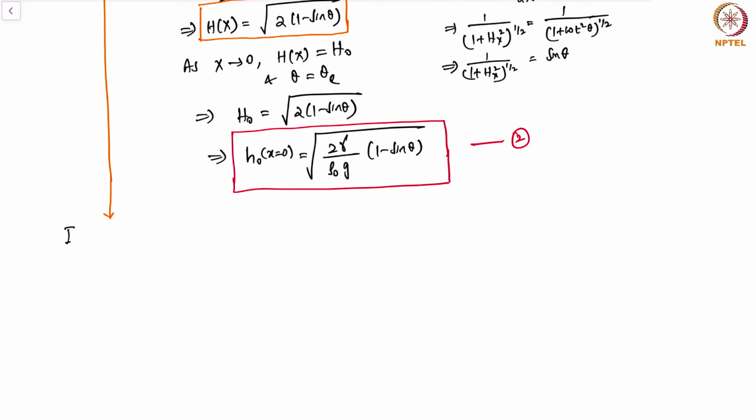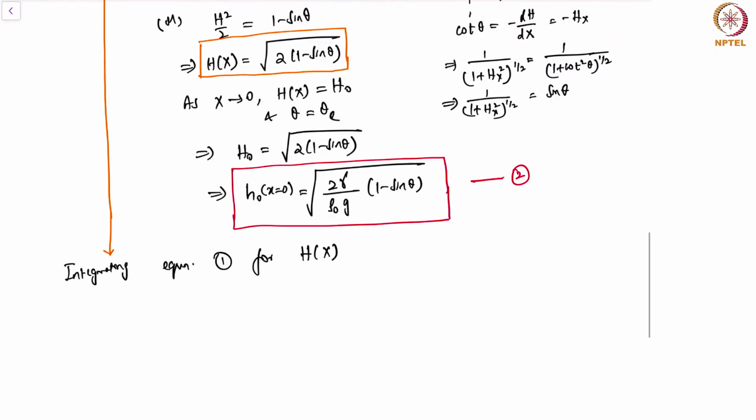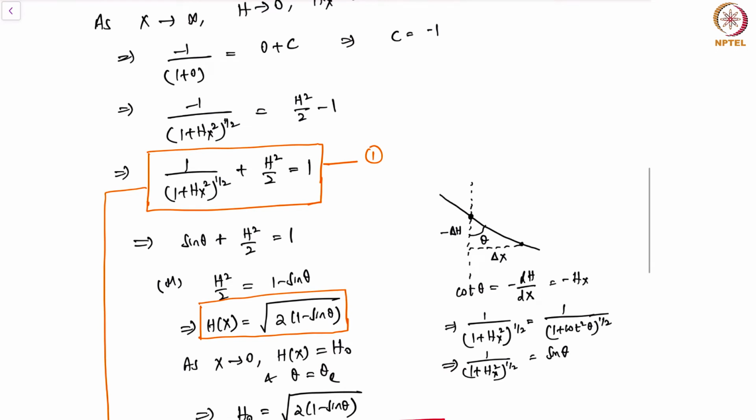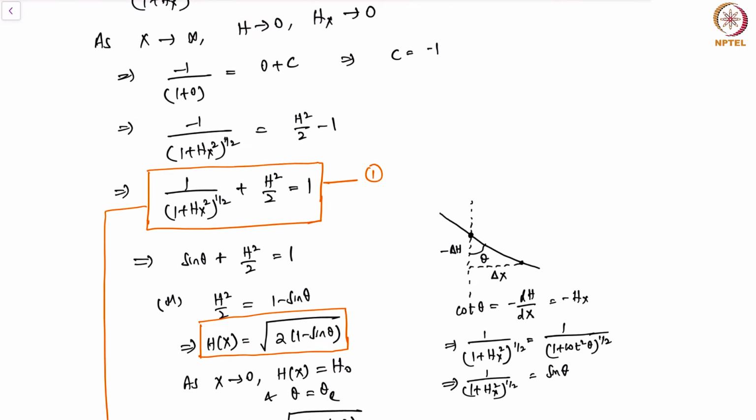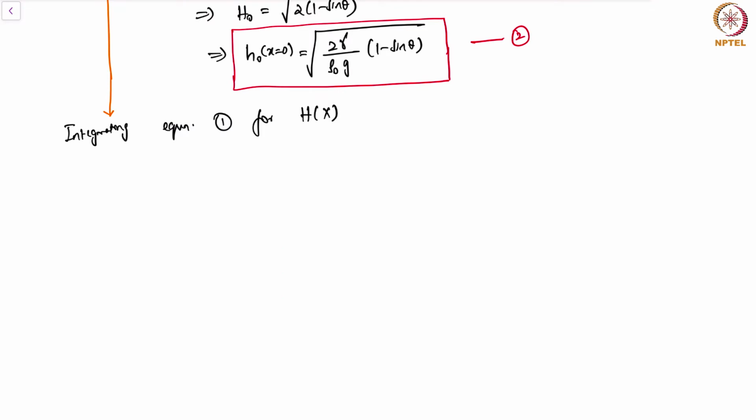So we have integrating equation 1 for h of x. Note that to get equation 1, we have only used the far field condition, that is x going to infinity. Now we can actually use the other condition. What is the other condition? Using the condition as x goes to 0, h goes to h naught.